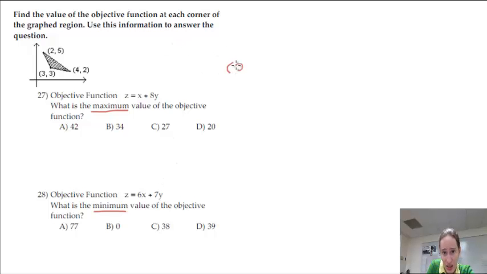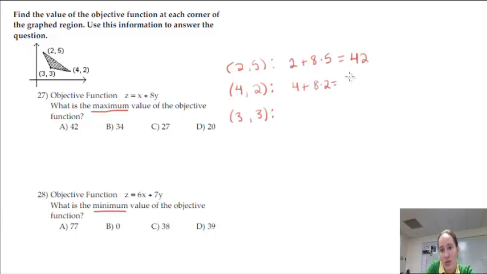So on 27, I need to plug in 2, 5, I need to plug in 4, 2, and I need to plug in 3, 3. So that I get 2 plus 8 times 5, which is 42. 4 plus 8 times 2, which is 20. 3 plus 8 times 3, which is 27. Okay, notice all of those are answer choices, but we want the maximum, so we want the biggest number we got, which is 42.